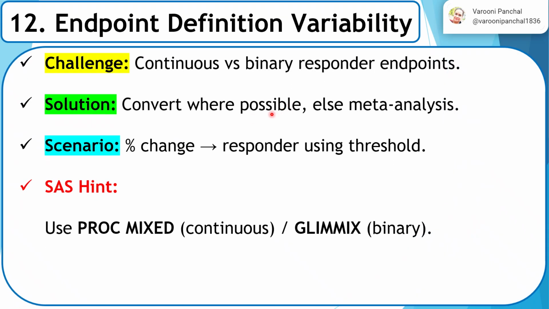Now number 12 is your endpoint definition variability. Now the challenge here is you will have continuous versus binary responder endpoints. Endpoints are nothing but your primary, secondary, exploratory kind of endpoints, right? So say in some studies they had used the continuous values. In some studies they had converted those continuous values to some binary, like yes, no, 0, 1, or some kind of typical label that they had given.